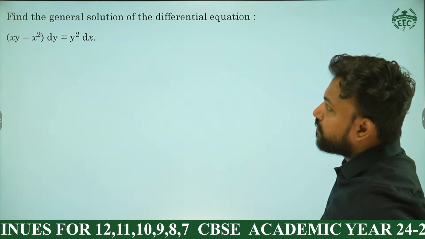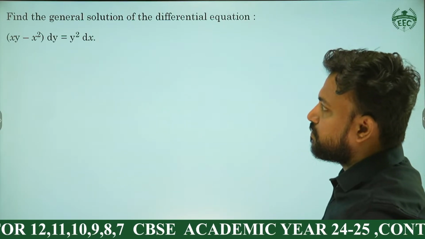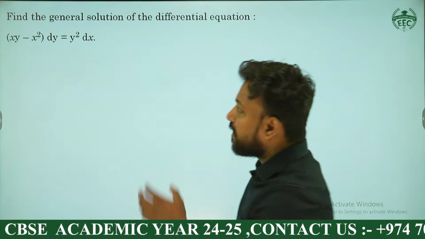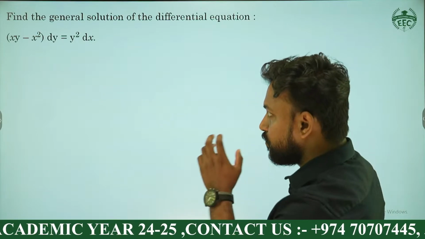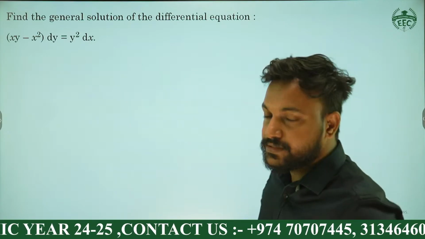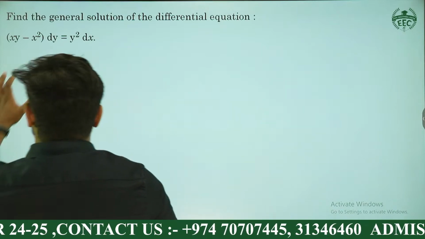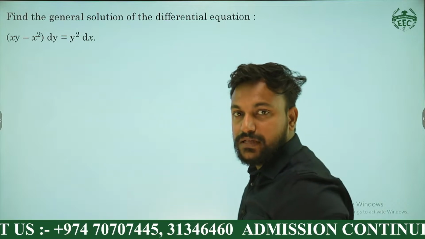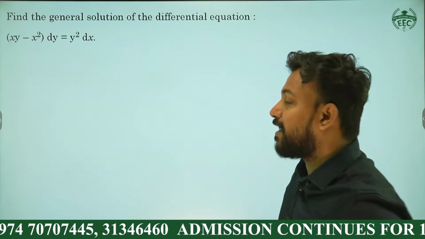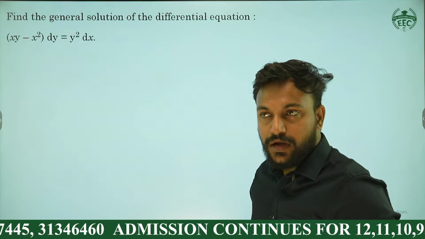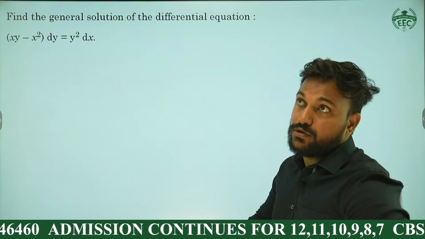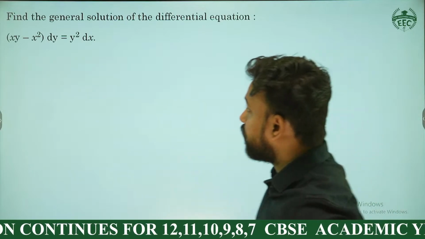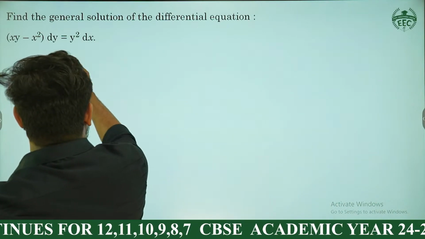Here, this is a homogeneous differential equation. I'll show you how to solve this. Find the general solution of the differential equation (xy minus x square) dy is equal to y square dx. First of all, I'm unable to separate the variables for this particular differential equation. That's why I choose it must be a homogeneous differential equation. Otherwise, it may be a linear differential equation, but the format of the linear differential equation is a little bit different from this type. So I'm going to write dy by dx from it.